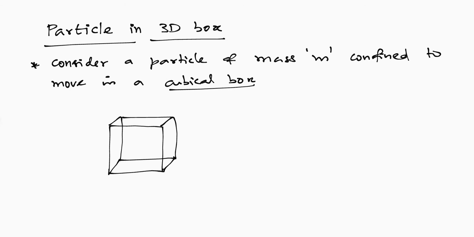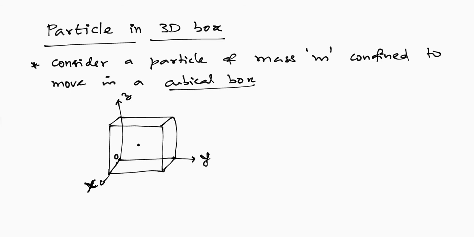Let us take this corner as origin and this as x-axis, this as y and this as z, small x, small y and small z. We have a quantum mechanical system, a very small particle, present inside the box, and the mass of the particle is m. The particle is restricted to move only inside the box, it cannot jump out.